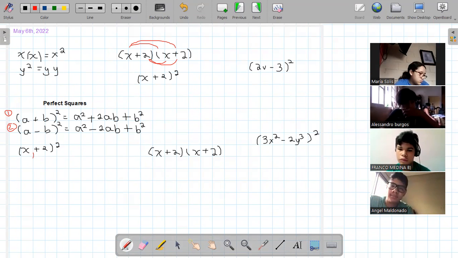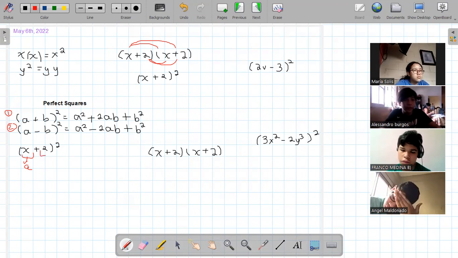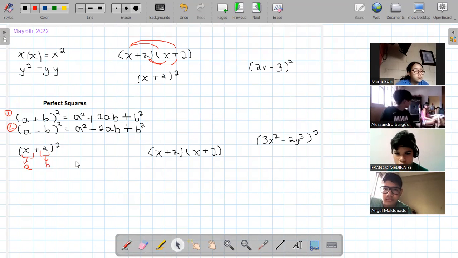So taking that into account, this will be A because it is from the sign to the left. And from the sign to the right, we identify it as B. And we're going to use what formula? Formula 1 or formula 2?